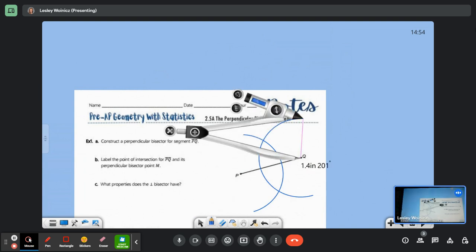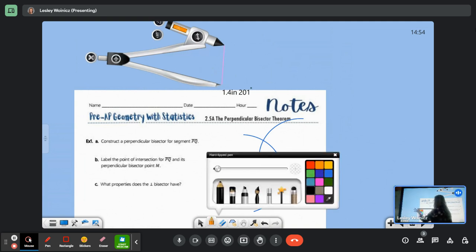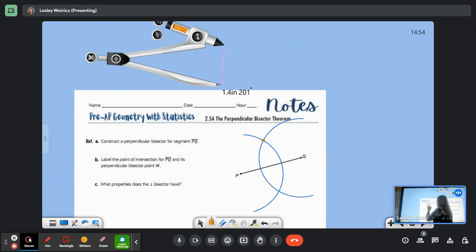You don't have to do the entire circles. If you want to do the entire circles, that's fine. You just might not always have room. Okay, so where these two arcs intersect are two points that are equidistant from P and Q. Okay? These two points define our perpendicular bisector.